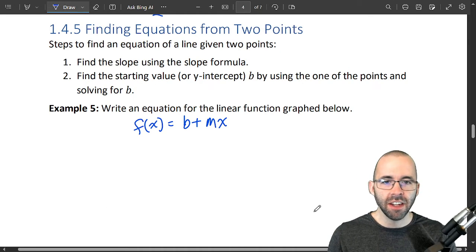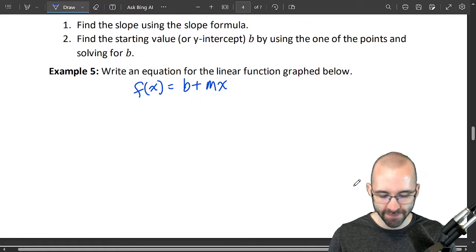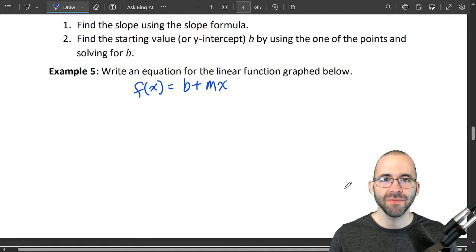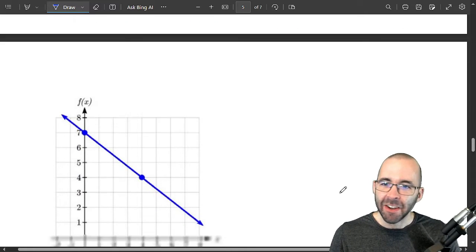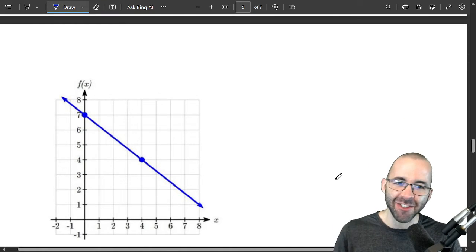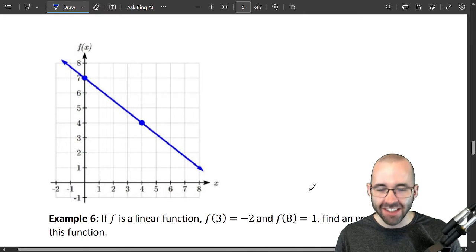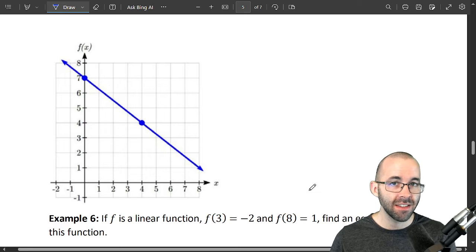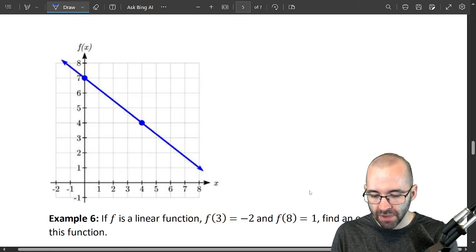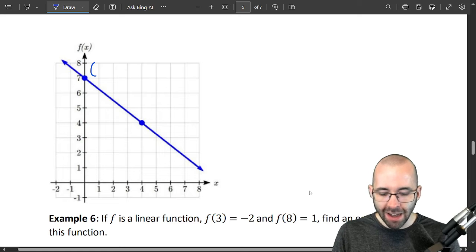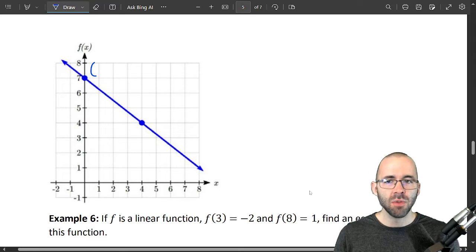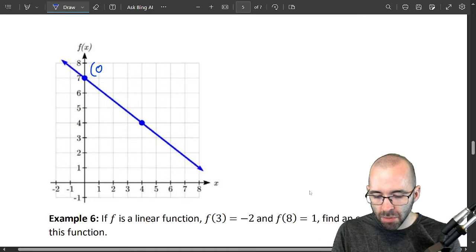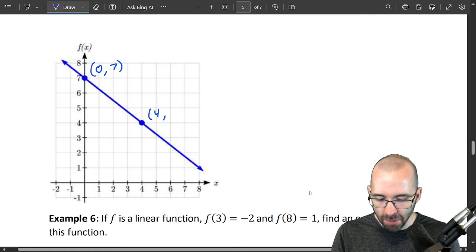Find the equation for the linear function graphed below. It's on the next page. All right, find the equation of this linear function that's graphed right here. Right off the bat, we know the slope's going to be negative. Let's look at those 2 points. You can pick any 2 points on this graph, but this graph plots 2 points so that you don't have to estimate. This first point is an input of 0 and an output of 7. The second point's an input of 4 and an output of 4.